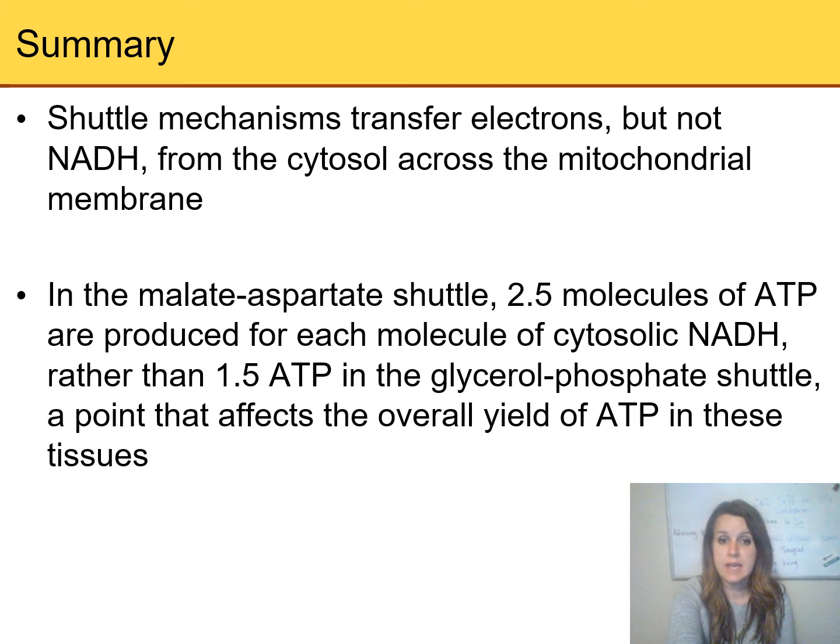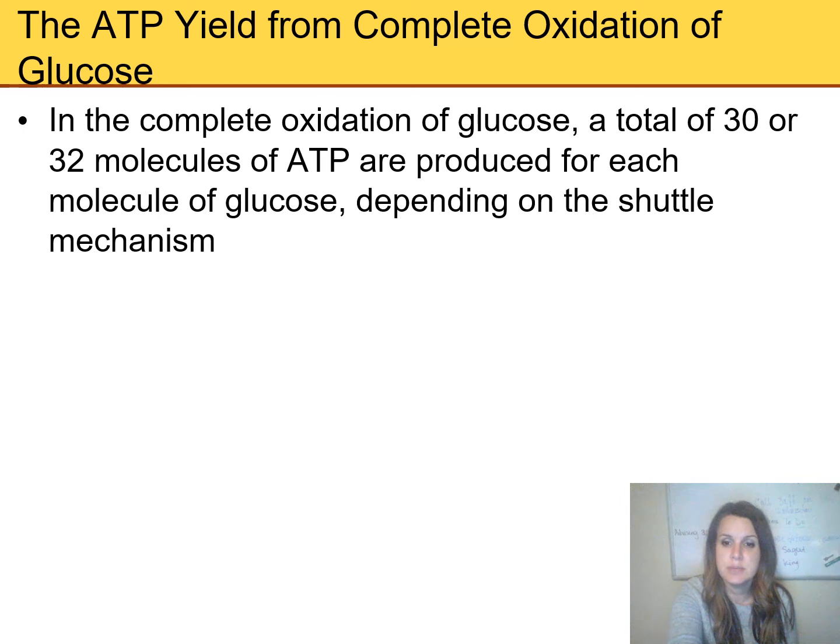In the malate aspartate shuttle, 2.5 molecules of ATP are produced for every molecule of cytosolic NADH, and there are 1.5 molecules of ATP produced in the glycerol phosphate shuttle, a point that affects the overall yield of ATP in these tissues. So in the end, how much ATP do we get from complete oxidation of glucose? Somewhere between 30 and 32 molecules of ATP. And that depends on which of those shuttle mechanisms are used in which tissues.